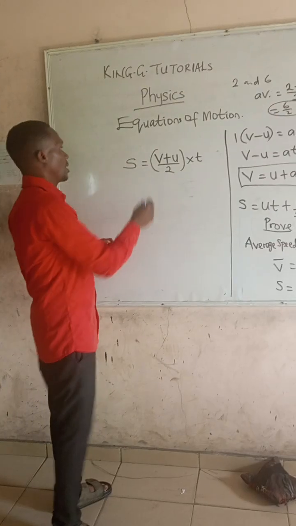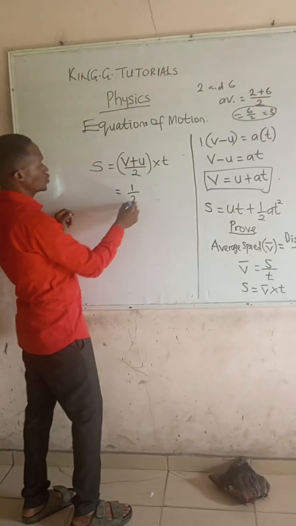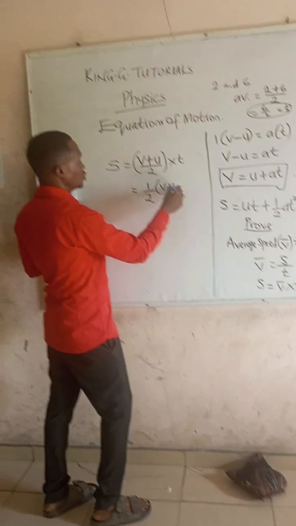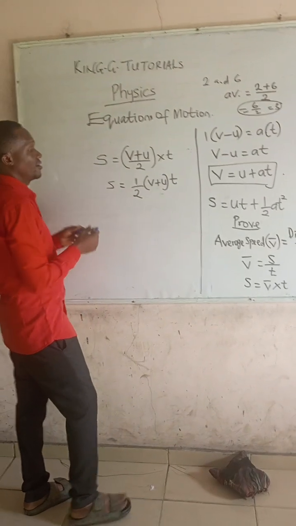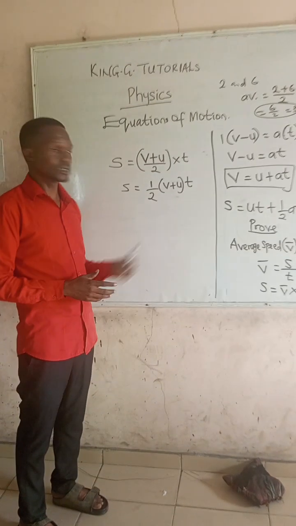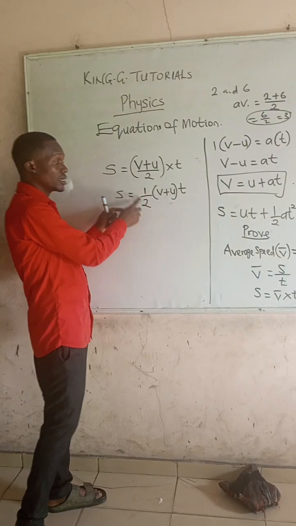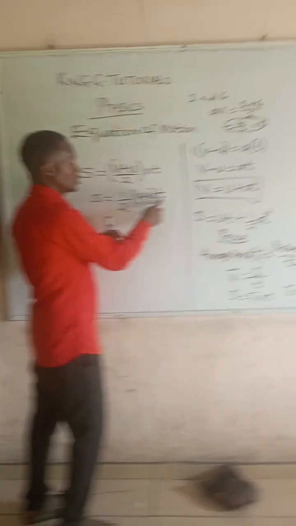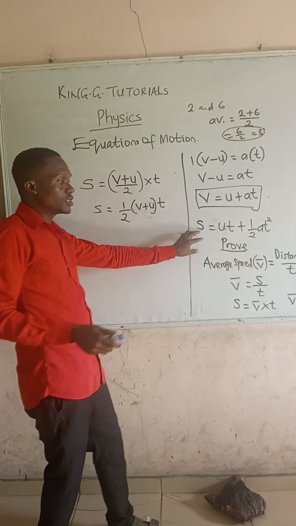Multiplying this now, this is the same as having 1 all over 2 times V plus U, then times my T. This is another formula for equation of motion, showing your distance. So distance S is equal to 1 over 2 times V plus U, times T. Mind you, you are proving this.